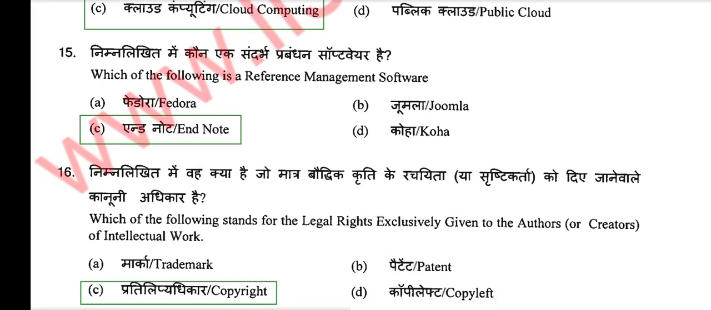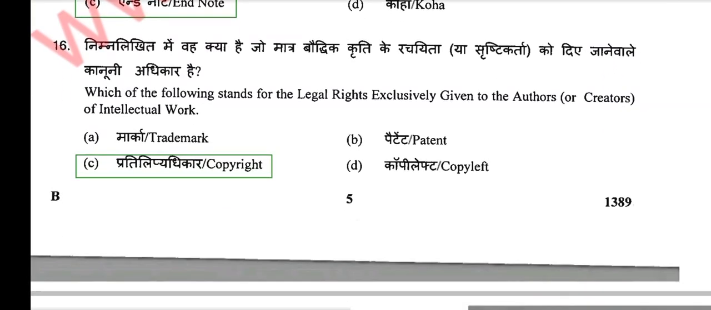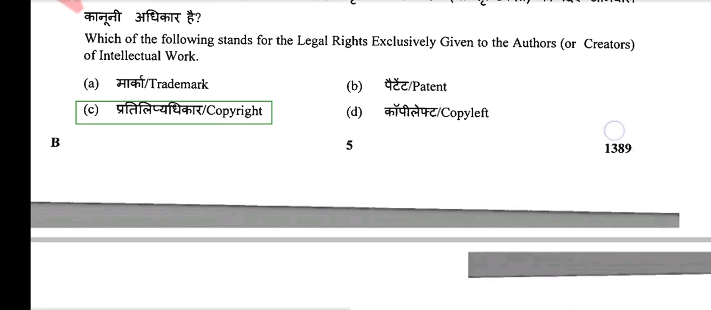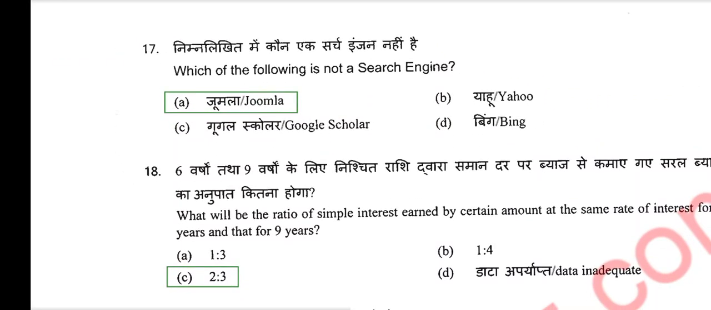Let's move to the next question, that is 15, which of the following is a reference management software? And the correct option is EndNote. Which of the following stands for a legal rights exclusively given to the authors, that is creators, of intellectual work? And the correct option is C, copyright. The 17th question says which of the following is not a search engine? And the correct option is Joomla.